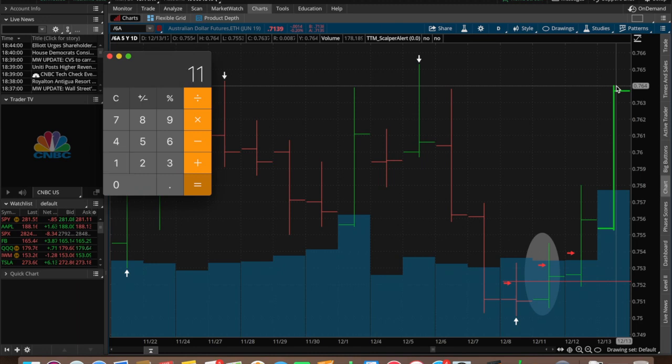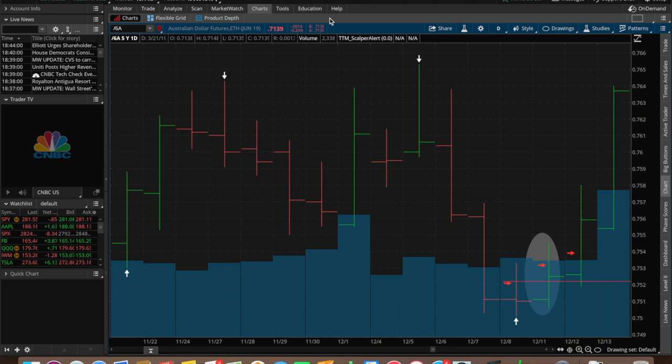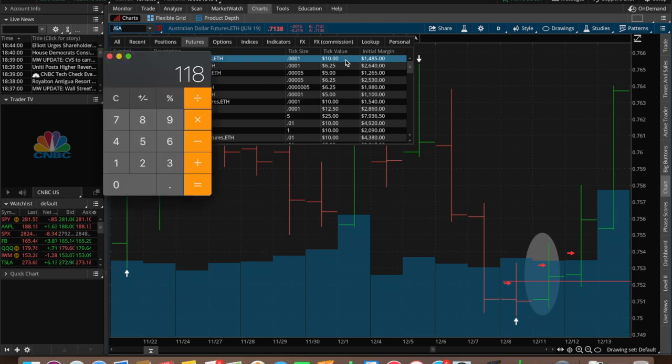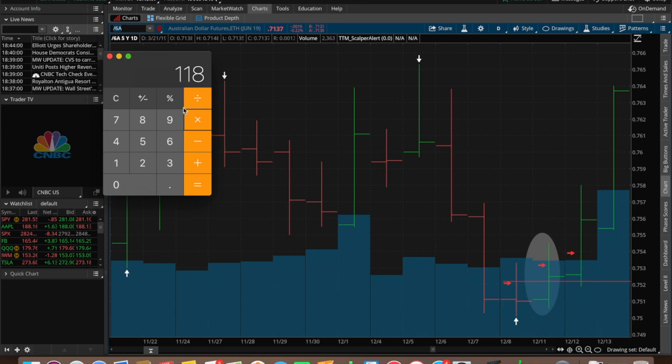So we take that 118 and multiply it, with futures only, once again, this is only going to work with futures, by the amount that this pays us per value that it moves by. In other words, per move. So this moves $10 at a time on Australian dollar futures. Okay, so we're going to multiply that 118 times 10. That's about $1,180 to where this actual price is at.